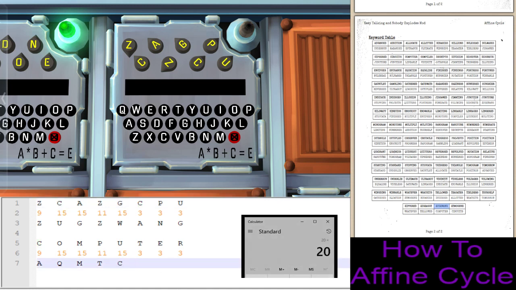T is 20 times 3, too big, subtract. Hey, we get an 8. 8 is H. Next. E is 5 times 3 is 15. 15 is already a valid number. And R is 18 multiplied by 3, too big. Subtract, and we get a B. Bravo, there's our answer. Alpha, Quebec, Mike, Tango, Charlie, Hotel, Oscar, Bravo.